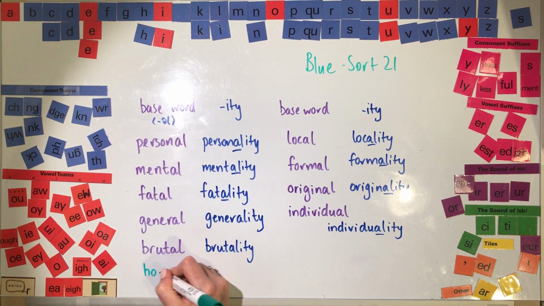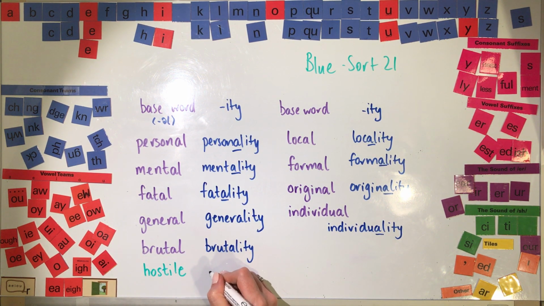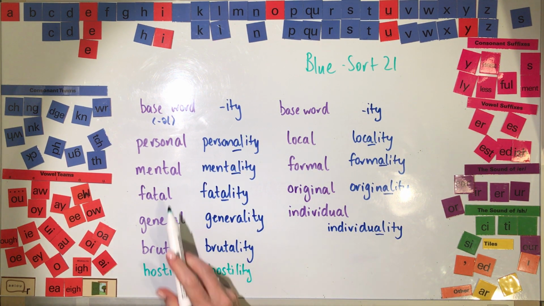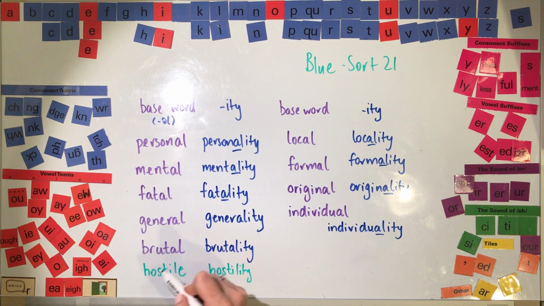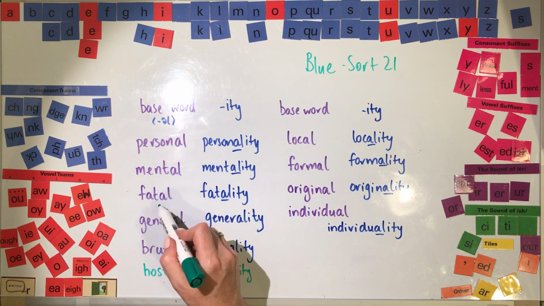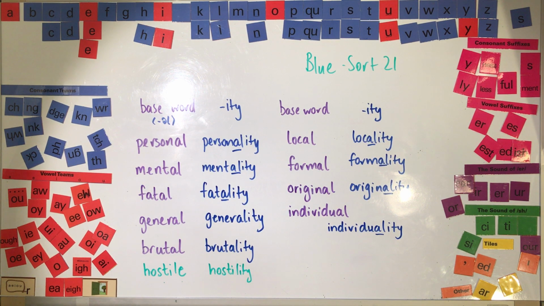So we've got hostile, and then hostility. Now, in America, that would be pronounced hostile. Don't be so hostile. Whereas we say hostile. So this doesn't fit this ul: personal, mental, fatal, general, brutal, hostile. In America, you'd say personal, mental, fatal, general, brutal, hostile. Okay, so we say hostile. So I'll put these in green. And then we have hostility. Okay, so we have hostile, hostility. Our magic E says to say I.